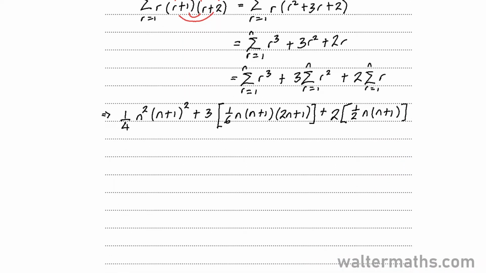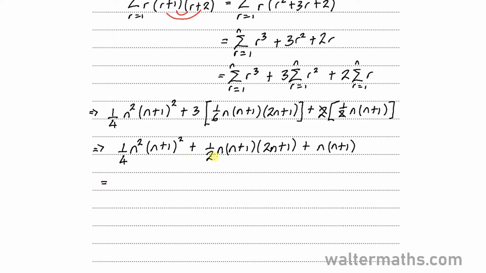So we can actually simplify this. Here we've got a quarter of n squared of (n + 1) squared, plus, multiplying 3 by a sixth, we get a half of (n + 1) of (2n + 1), plus, multiplying 2 by a half, we get n of (n + 1).